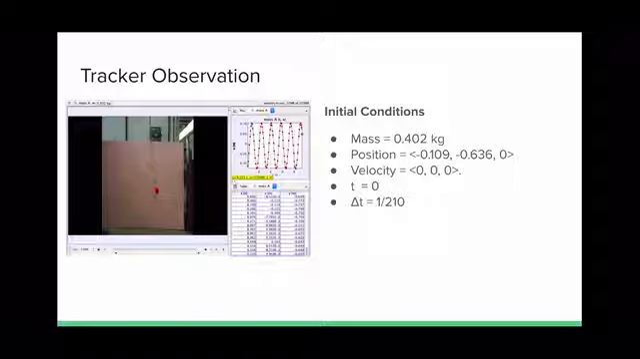The mass of the object was 0.402 kilograms. The starting position was the vector negative 0.109 for the x value, and then negative 0.636 for the y value, and just 0 for z. The velocity is the zero vector, t equals 0, and the change in time is 1/210.